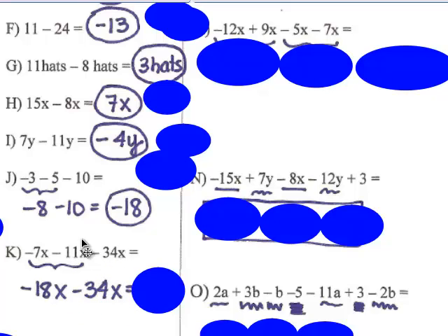By the way, we call these terms. Here there are numbers, but here, because they have a variable, we're going to call them terms. This is 1 term, 2 terms, 3 terms.